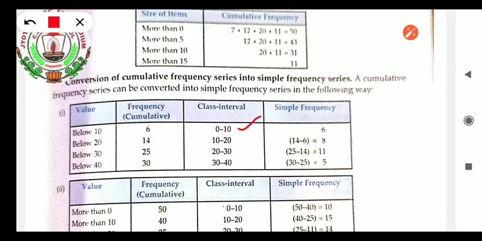Below 20, the class interval will be formed as 10 to 20. The total frequency below 20 is 14. When we subtract 14 minus 6, we get the frequency 8. Below 30, the frequency is 25. It means it includes the frequency below 10 and below 20 also. So how do we get the actual frequency? We subtract 25 minus 14 and get the frequency 11. So this is the way, students, and this table shows us how to convert the cumulative frequency into simple frequency.